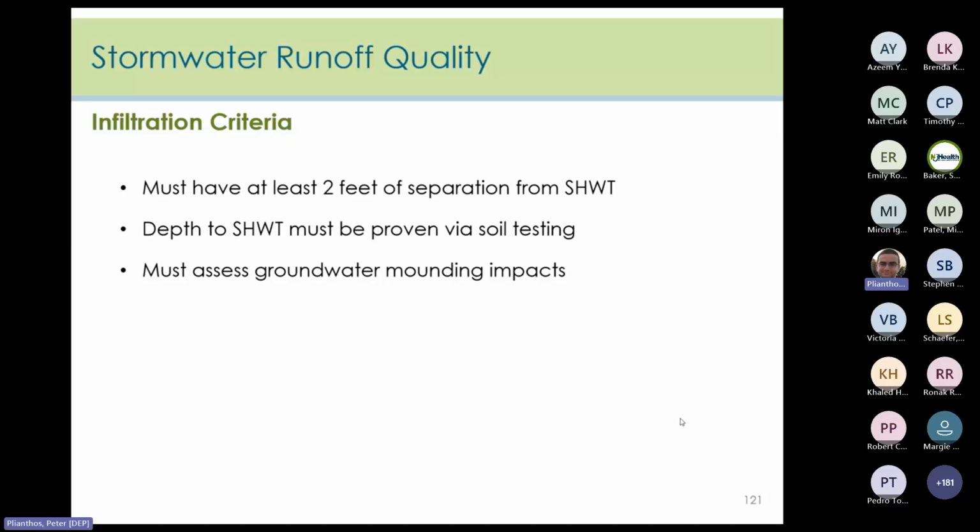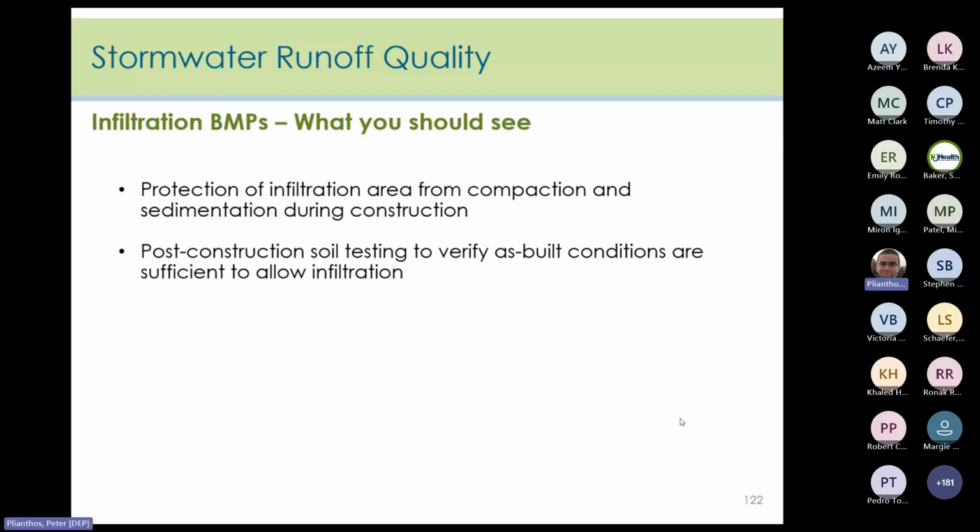So these are all things you should see as part of the stormwater management report for infiltration BMPs. Soil testing to determine the seasonal high water table and the infiltration rate, and a groundwater mounding analysis. If the design engineer did not provide this, you need to ask for it. Lastly, when reviewing plans, as mentioned before, there should be a soil erosion and sediment control plan addressing sediment and compaction impacts during construction, and there should be language requiring post-construction soil testing. 2 very important things.